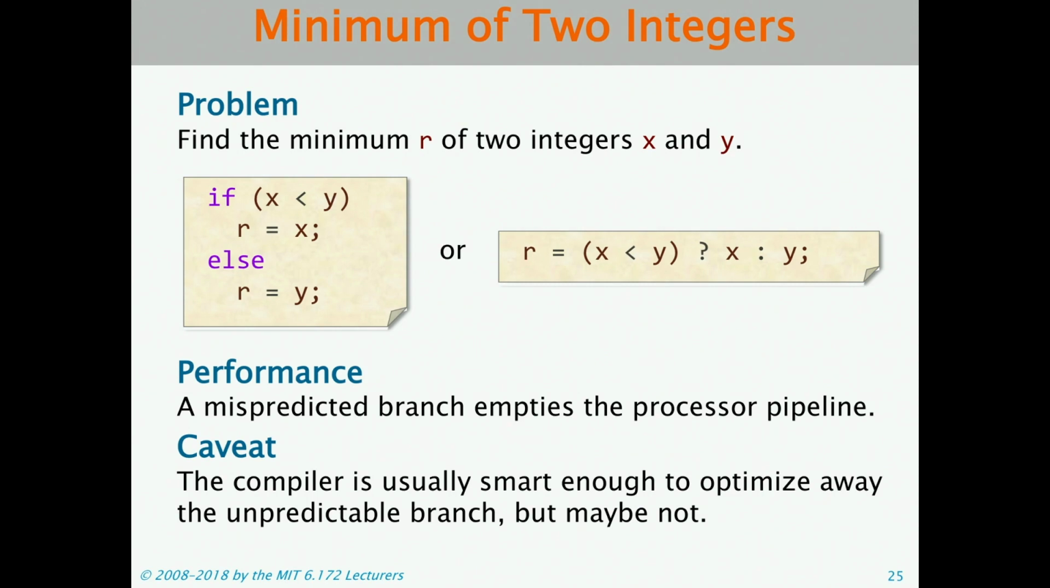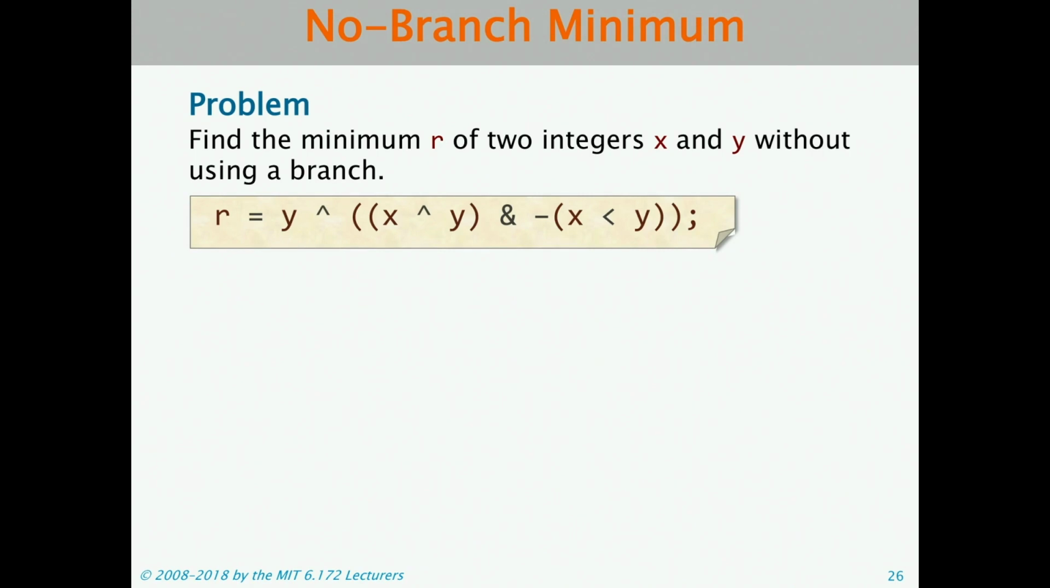Modern compilers are usually good enough to optimize this branch away, but sometimes the compiler isn't good enough to optimize the branch away. So is there a way to do a minimum without using a branch? All right, so here's how you do it. So we set r equal to y XOR x XOR y ANDed with negative x less than y. So it's pretty obvious, right? So why does this work?